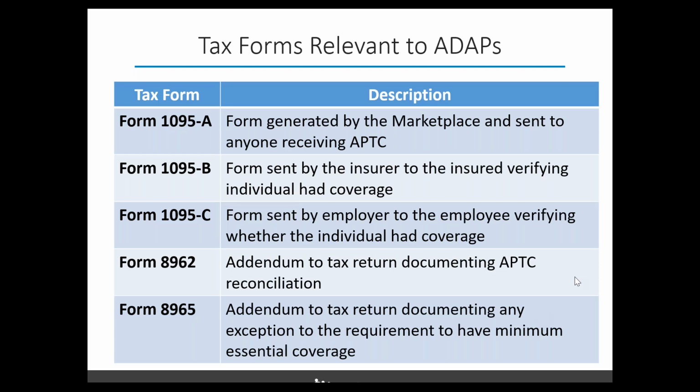Here's a quick reminder of the tax forms that you need to know about related to marketplace coverage. First is Form 1095A, which I will explain more in a moment. Forms 1095B and 1095C are for consumers who had minimum essential coverage from another source besides the marketplace and who need to verify on their tax return that they had coverage as required by the ACA's individual mandate. Form 8962 is used for tax credit reconciliation, and Form 8965 is for consumers who are claiming an exemption from the individual mandate on their tax return. Although the mandate has been zeroed out effective this year, it is still in effect for the 2018 tax year.